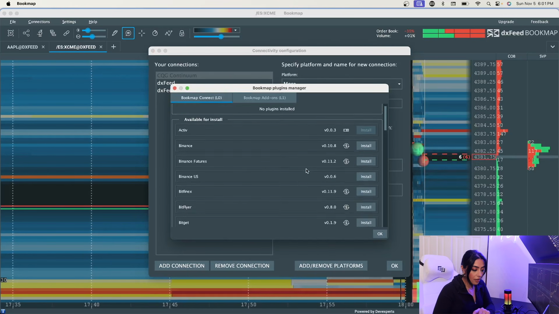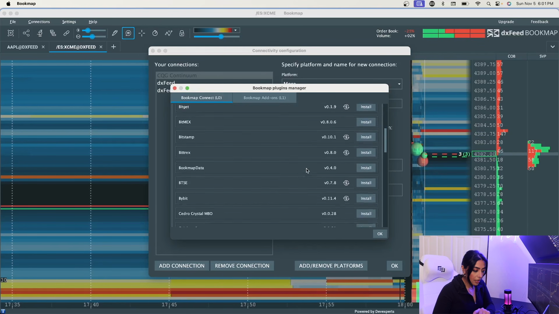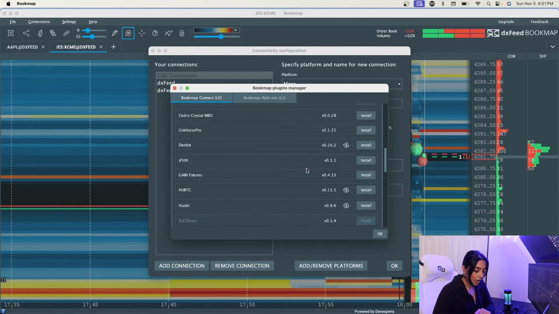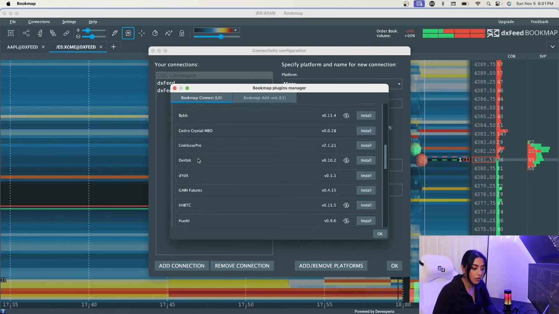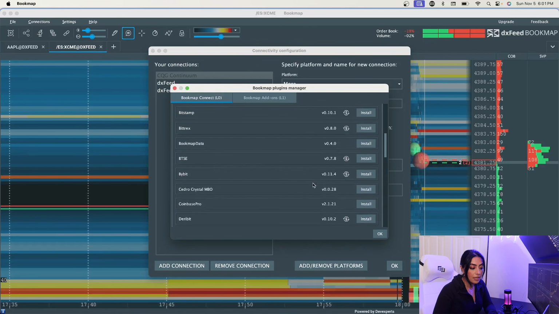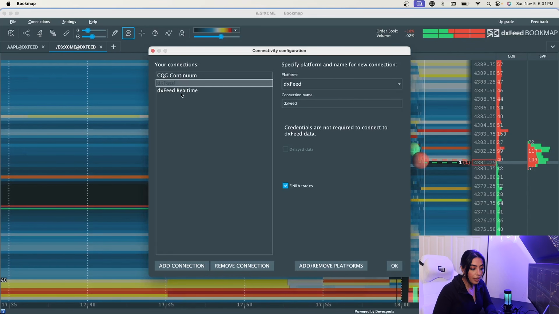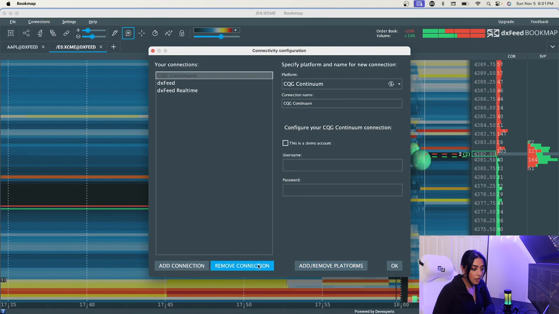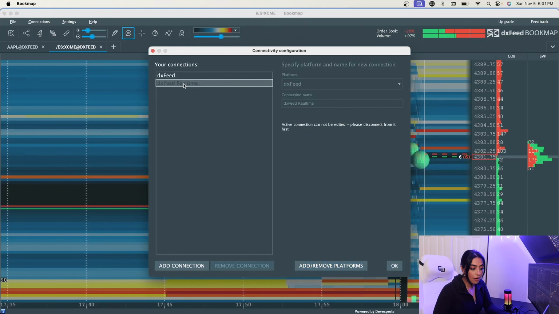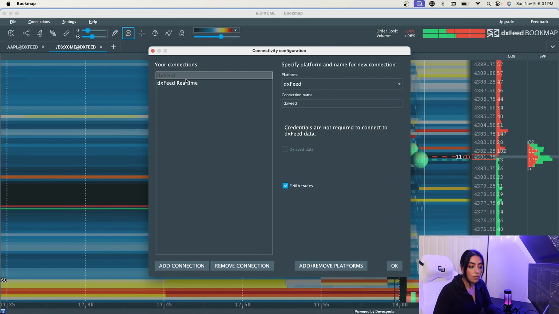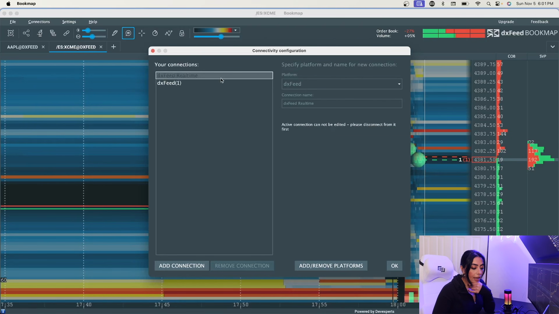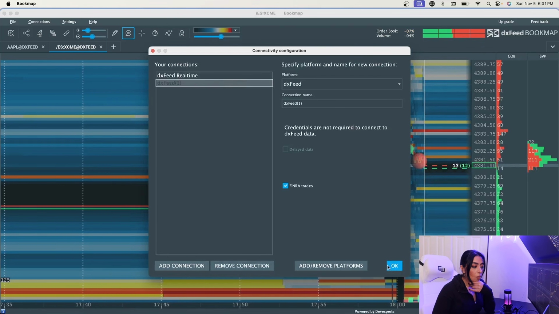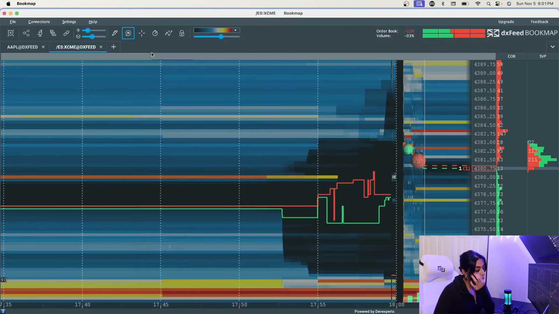So you'll go down here, and mine is already downloaded, so it might not show it here. But what you'll see is DX feed real time and DX feed. You want to go ahead and download both of those, and then it'll have it right here for you. So I'm going to just go to DX feed real time and it'll have the DX feed as well. You want to make sure that both of those are connected, and you don't have to change the platform or anything like that. Just make sure that it says DX feed. Okay. And then you just press OK. Once you press OK, it'll connect to real-time data.